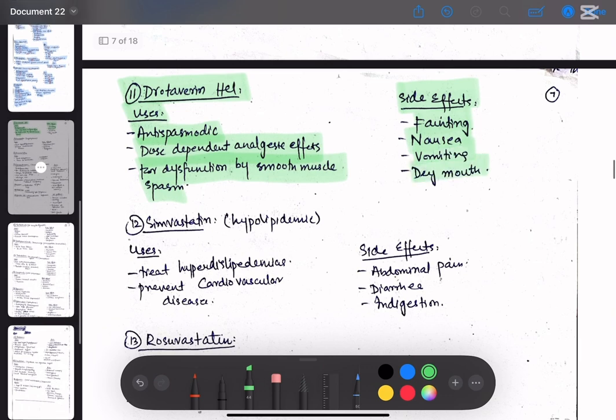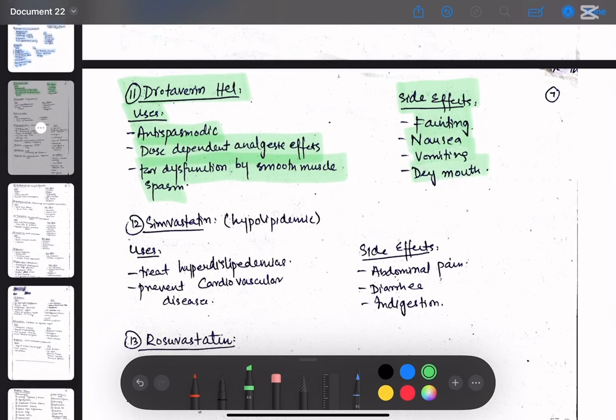What are the side effects of Drotaverine HCl? These are vomiting, fainting, nausea, and dry mouth.